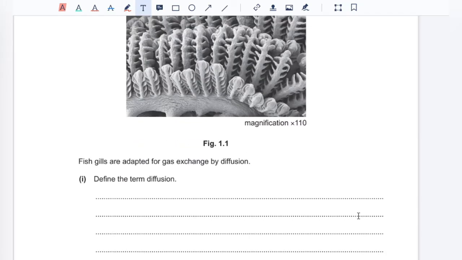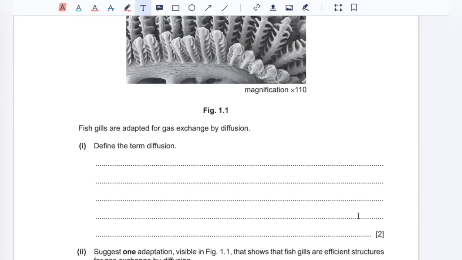1. Define the term diffusion. So diffusion is the net movement of particles from an area of their higher concentration to an area of their lower concentration, or down their concentration gradient, as a result of their random movement.